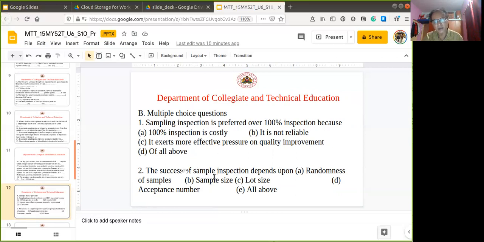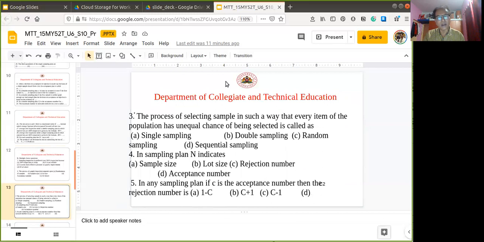The second question says that the success of the sampling inspection depends upon the randomness of the sample, the sample size, the lot size, the acceptance number, or all of the above. The success of a simple sampling inspection depends upon all these four. It requires random samples, the sample size, the lot size, and the acceptance number. So all the above four are required.